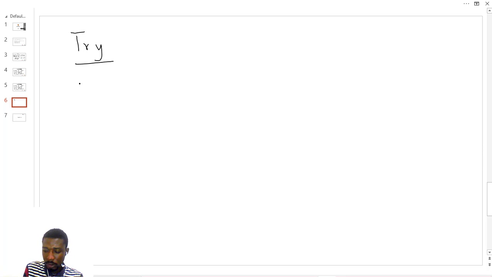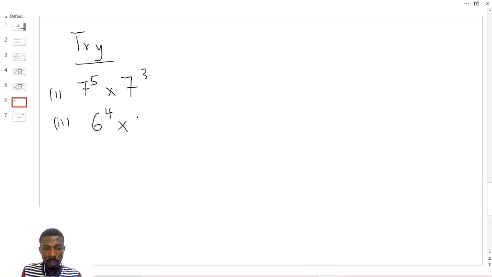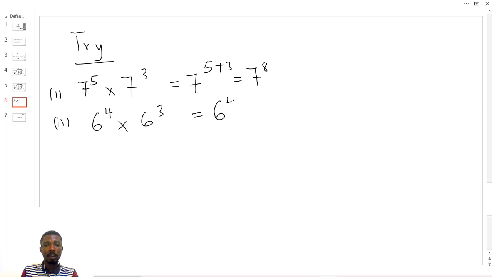And try this: 7 to the power 5 multiplying 7 to the power 3, then 6 to the power 4 multiplying 6 to the power 3. We're going to get 7 to the power 5 plus 3, which gives you 7 to the power 8. Here once again you have 6, 4 plus 3, which gives you 6 to the power 7.